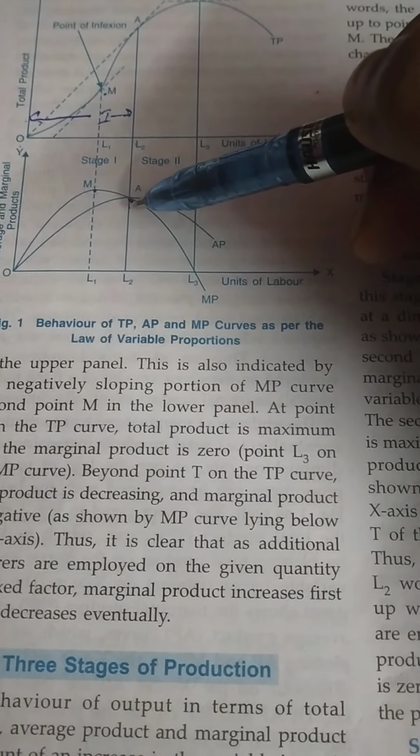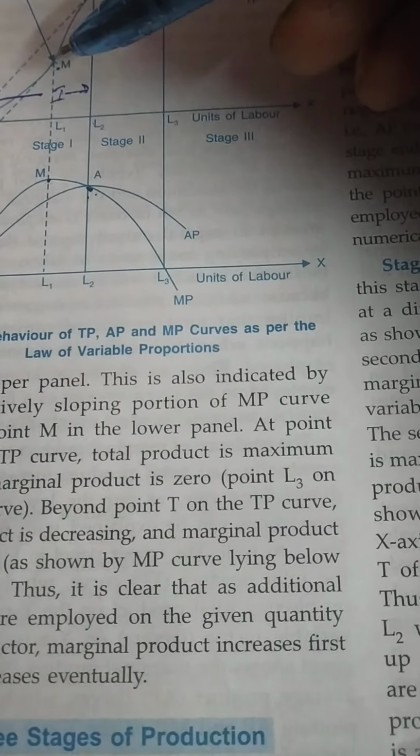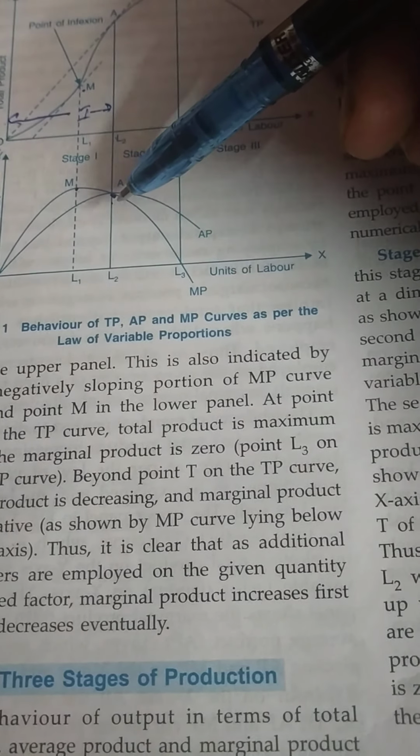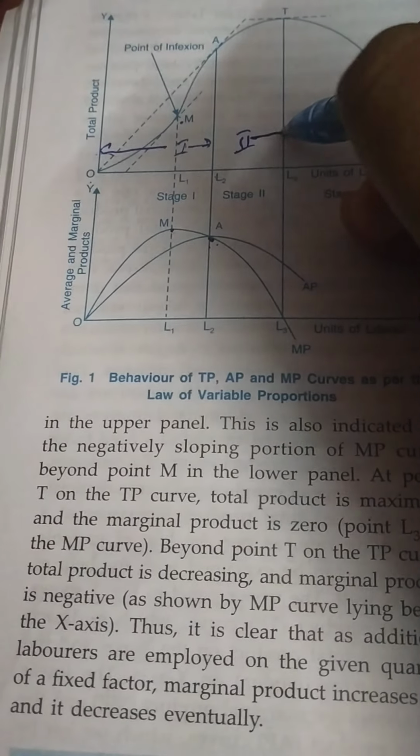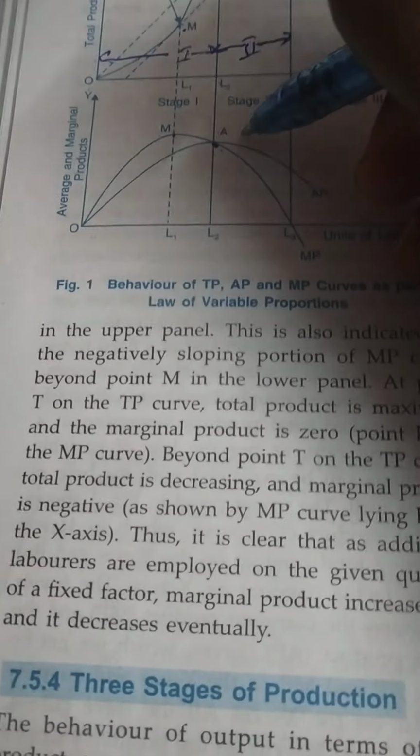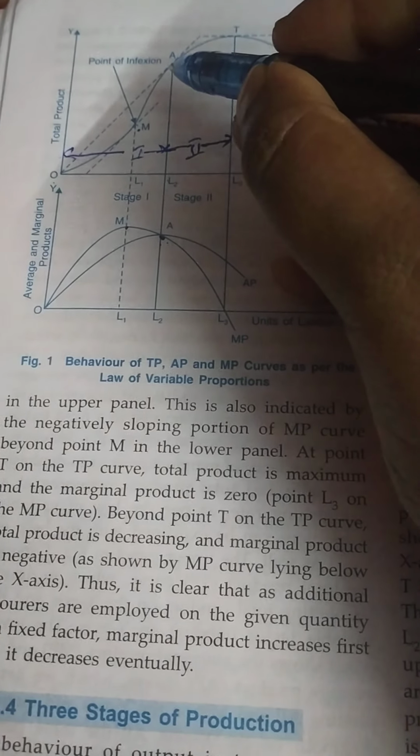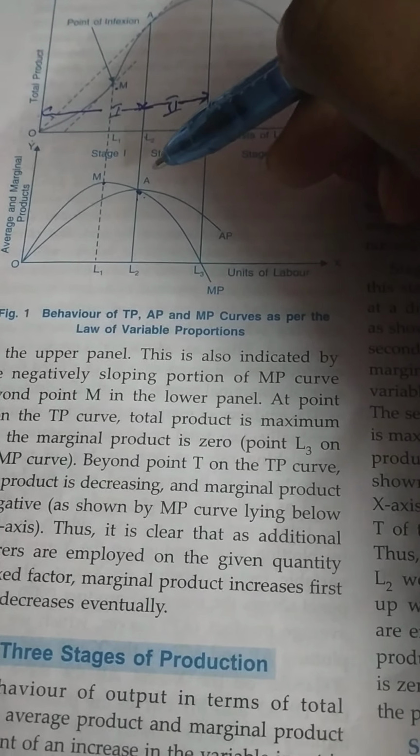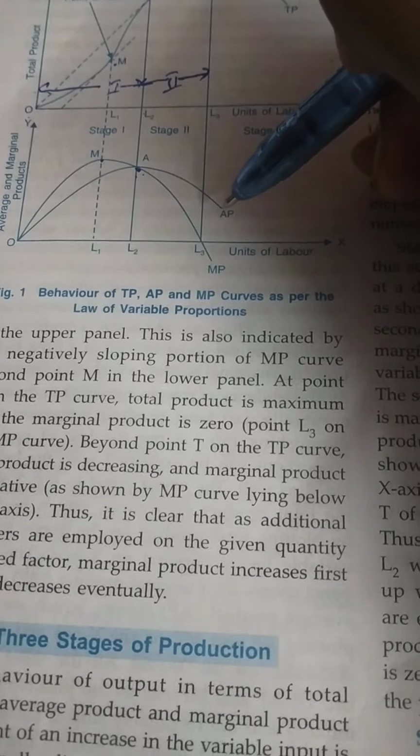Now stage 2. Stage 2 is the stage of diminishing return. So stage 2 begins from this point. Stage 2 starts from the point where AP was maximum. Till here is stage 2. So here in stage 2, TP continues to increase at a decreasing rate. What is happening to AP and MP? MP is falling. AP is also falling but positive.